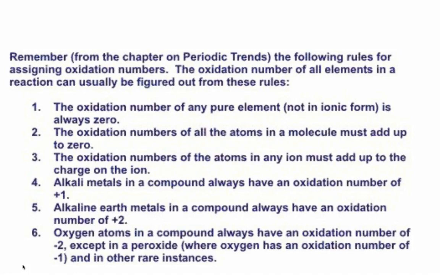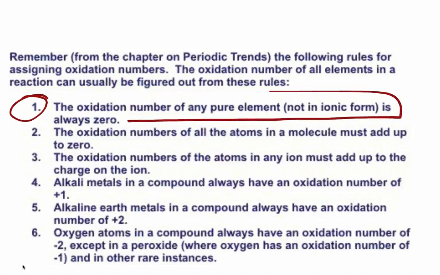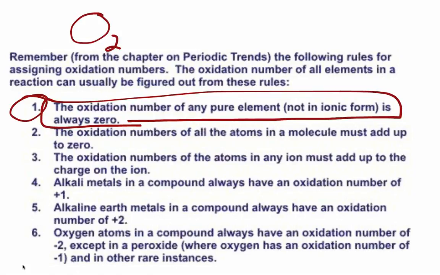So when we try to find what our oxidation numbers are, we have a set of rules, and these rules are a little bit messy, but I think most of these we probably already know. Rule number 1 is the oxidation number of any pure element is always 0. So if we have oxygen gas, O2, the oxidation number of oxygen bonding to itself is 0. So there's no potential charge on that compound.